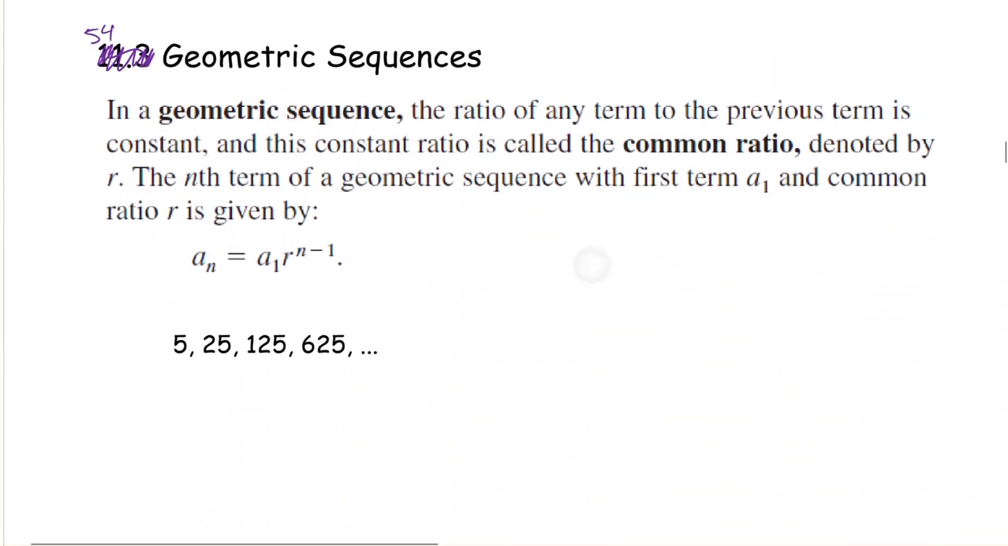And today we're going over lesson 54, geometric sequences. So we're going to learn what a geometric sequence is. Well, in a geometric sequence, the ratio of any term to the previous term is constant. And this constant ratio is called the common ratio. So before we had the common difference, which was d. Now we're going to have the common ratio, which is r. The common difference we added or subtracted, and the common ratio we're going to multiply.